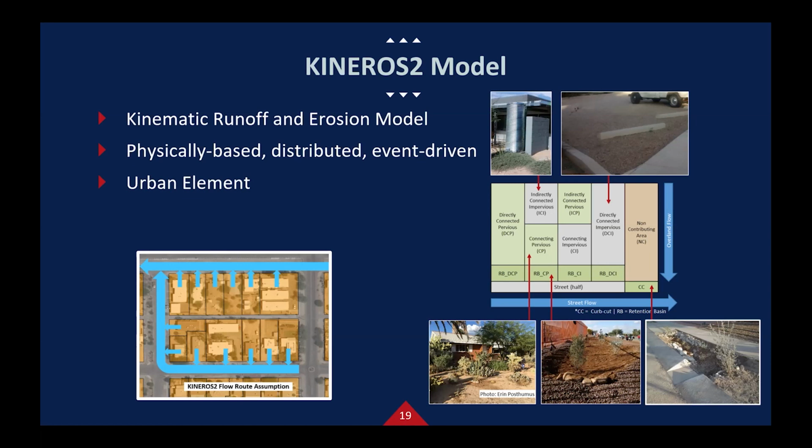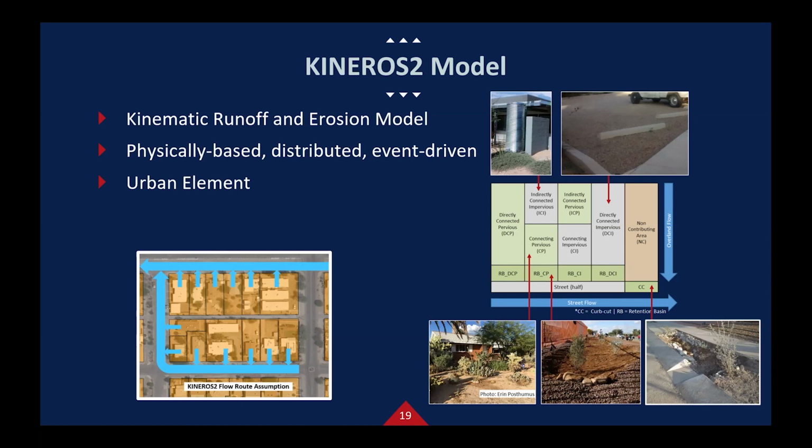But with these smaller areas, now you can start representing these discrete elements on our lots. So in the case of AGWA, what it does is it uses the indirectly connected impervious area to represent a roof, the connecting pervious area to represent a front yard, the directly connected impervious area to represent a driveway. Non-contributing areas can be used to represent pools where the water never flows out. It's a sink. It could be a sink in your backyard as well. And then you can represent half of the street in front of the house.